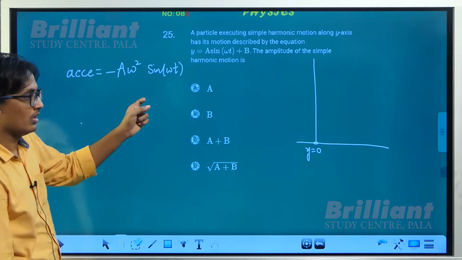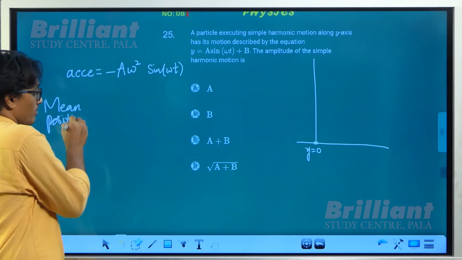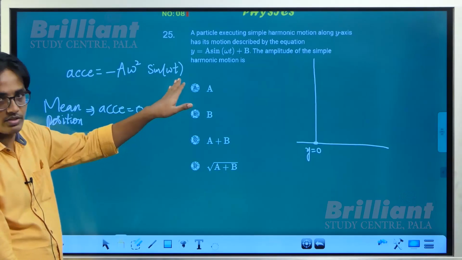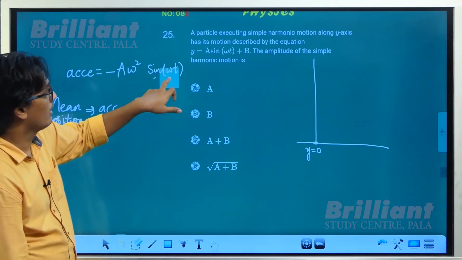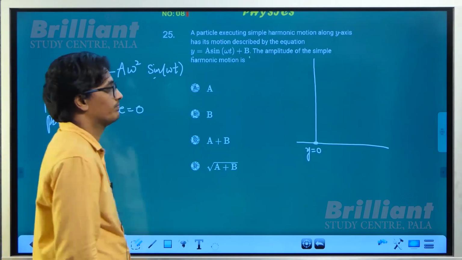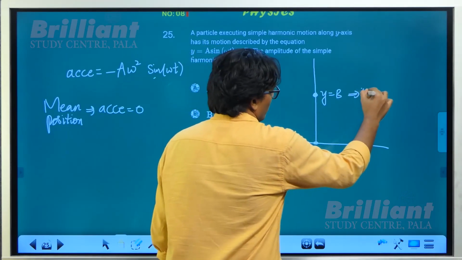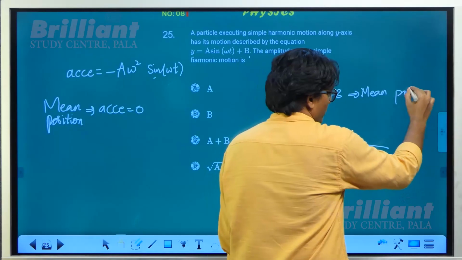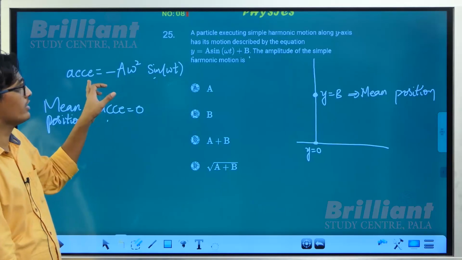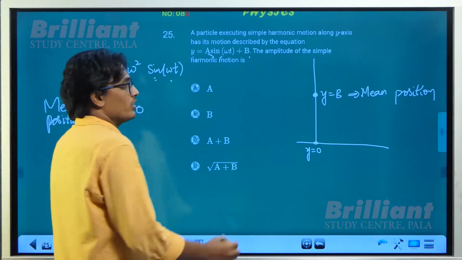Now if you want to find the mean position, by definition the mean position means acceleration must be 0. That means sine omega t is 0. If sine omega t is 0, then y is equal to a times 0 plus b, so y is equal to b. This is the mean position. In SHM, always find the mean position. Mean position means acceleration is 0, which means sine omega t is 0, and then y is equal to b.